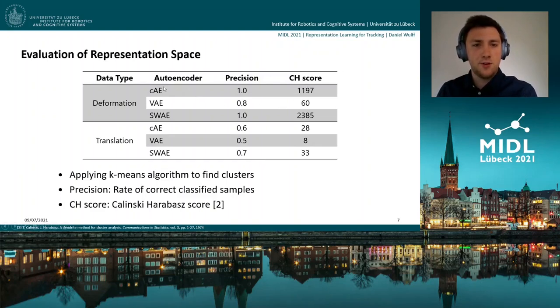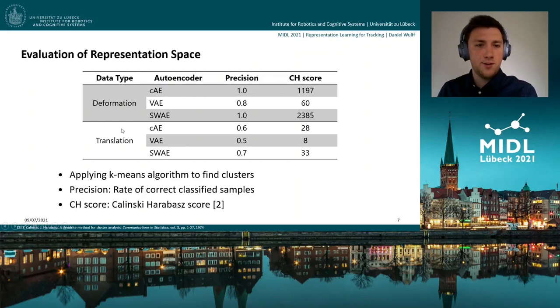It can be seen that the conventional autoencoder and the sliced-Wasserstein autoencoder were able to cluster the deformation test set without any errors. Only the variational autoencoder made some errors in the deformation test set. It can also be seen that the sliced-Wasserstein autoencoder achieved the highest Calinski-Harabasz score in the deformation test set, which means that the dispersion in the representation space of the sliced-Wasserstein autoencoder is the best in contrast to the other ones.